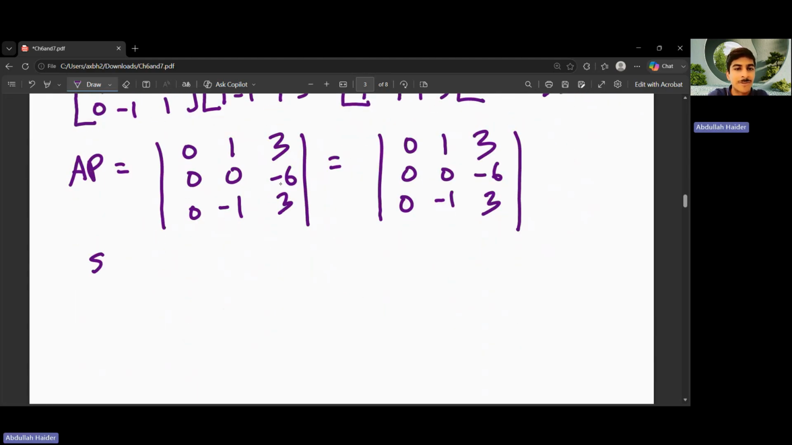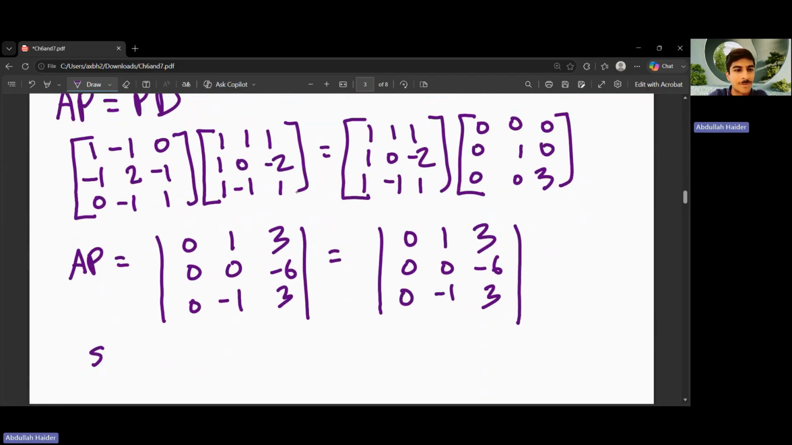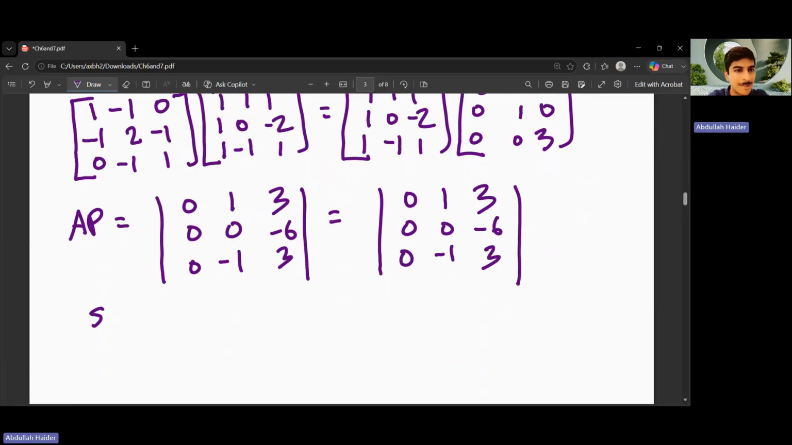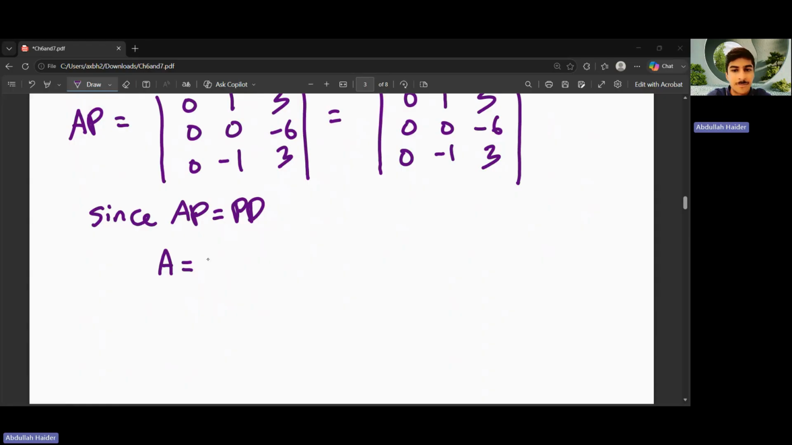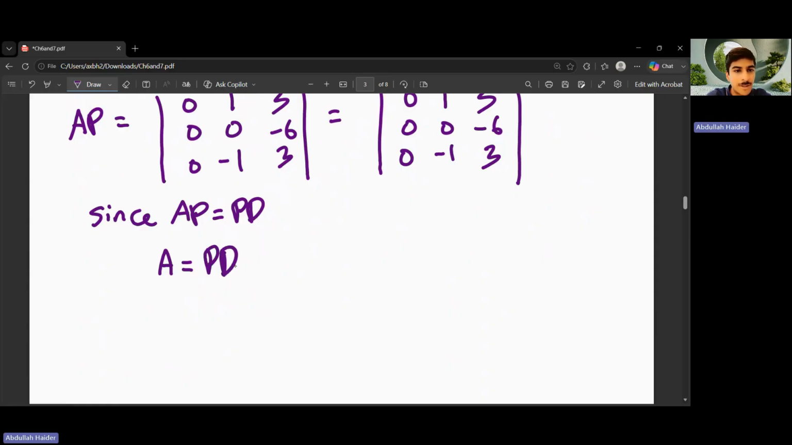So after you multiply both matrices, you say since AP is equal to PD, then you have to say this: A is equal to P D P inverse. So basically, since AP is equal to PD, then A is equal to PDP inverse. This is something you must write.